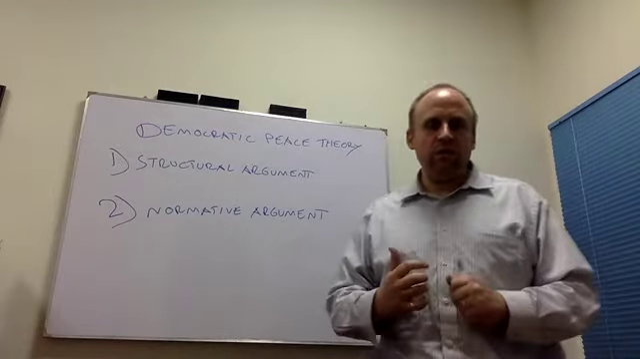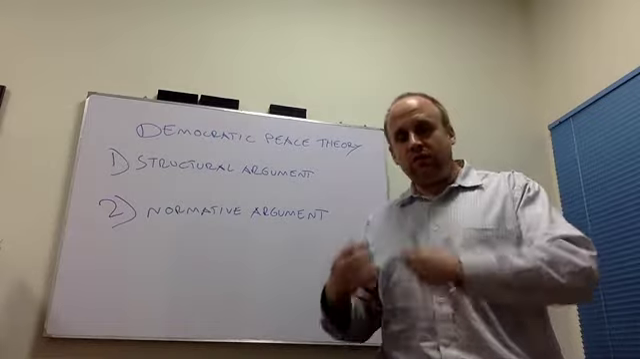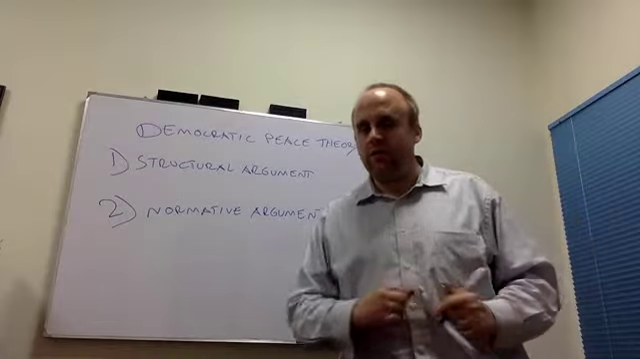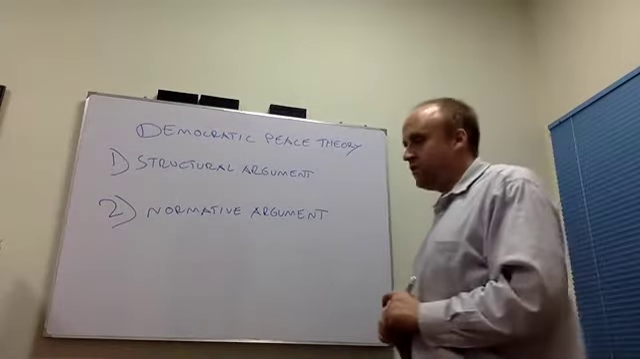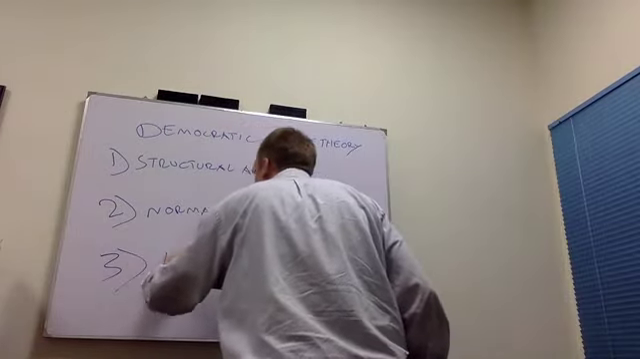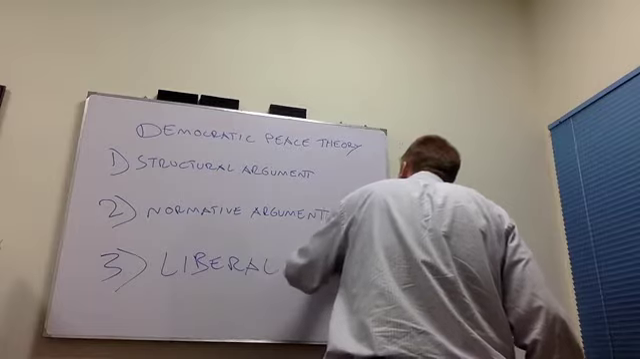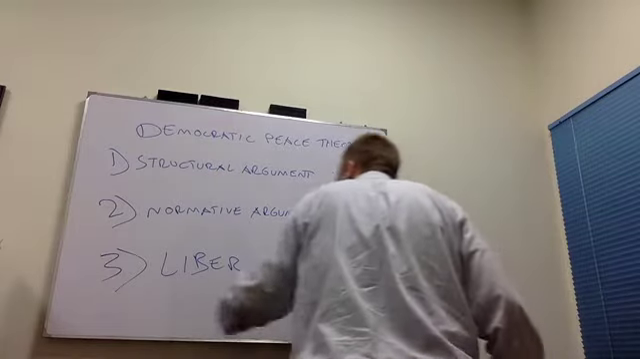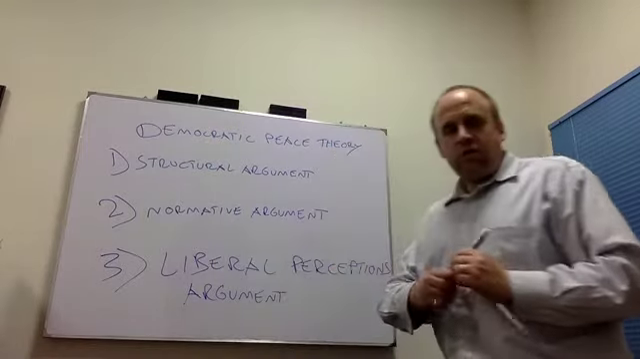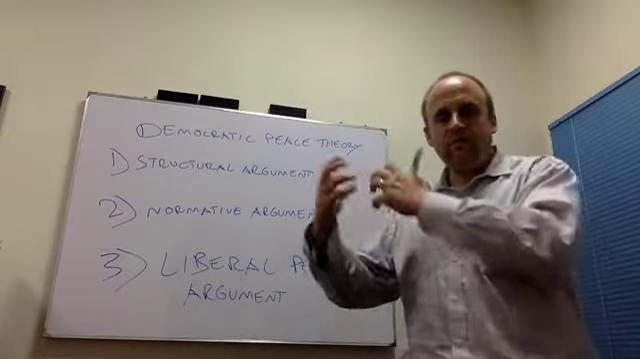Because it's not just about objectively, is this a democracy or not, but it's about, does the population, do the leaders of one country actually recognize the other country as democratic, as liberal or not? So John Owen has a third argument, which we're going to call the liberal perceptions argument. According to this argument, there's two main players in a society. There's the population, the society, and there's the leaders.